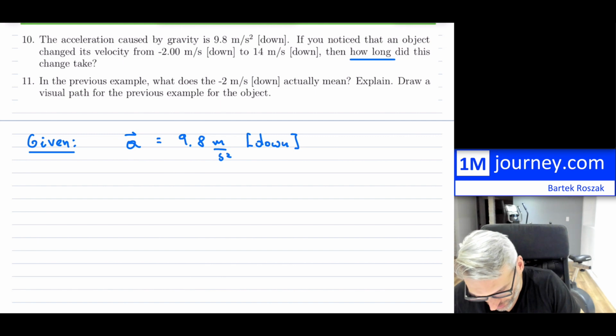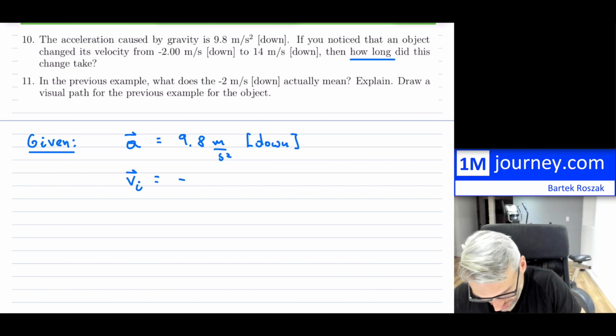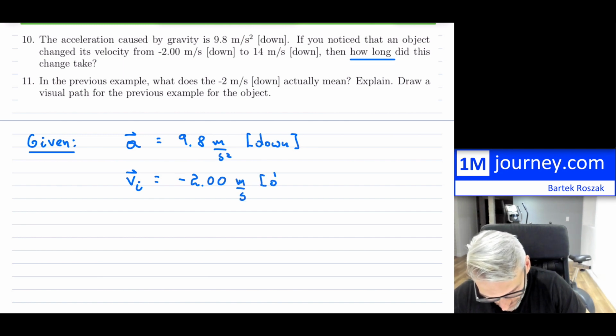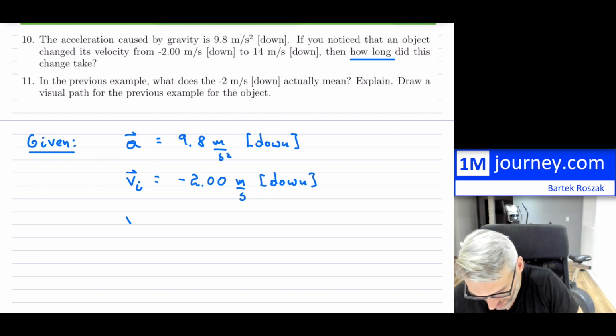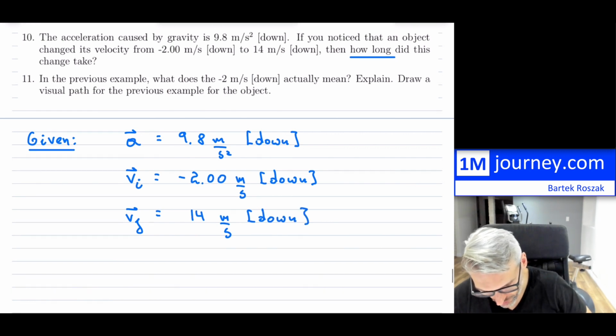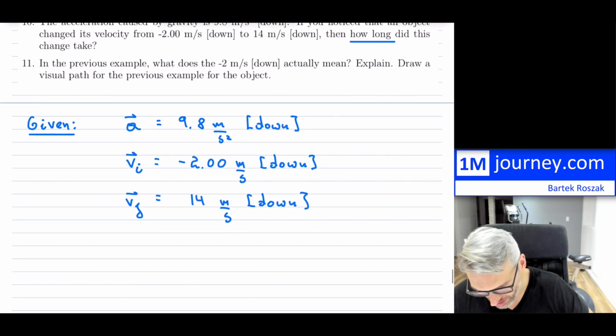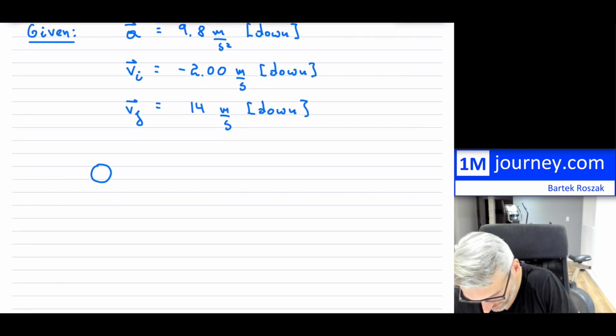Now, the other components that are given, so we know our initial velocity. It says the object changes its velocity, so notice it's -2.00 meters per second down, and then my final velocity is equal to 14 meters per second down. So I want to draw this whole thing out, make an actual diagram. Now this is some kind of an object, so let's assume that the object is maybe some kind of a ball.